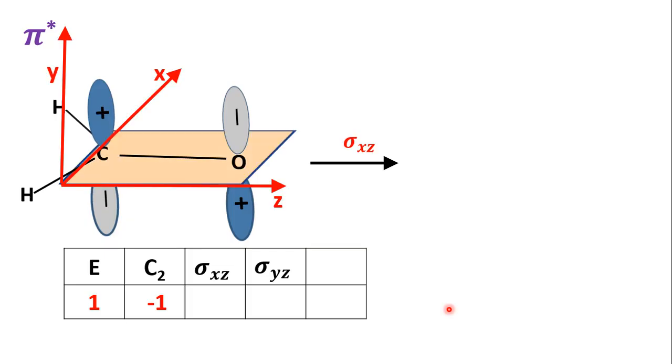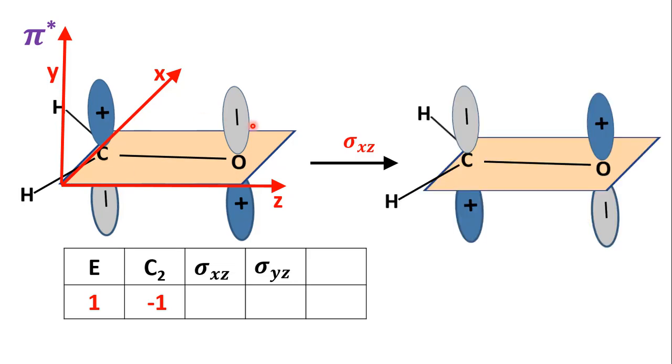Next we get sigma xz. When you apply the sigma xz operation, that is the plane corresponding to the molecular plane, 2 lobes are above the plane, 2 lobes are below the plane. Upon reflection, the top lobes will come to the bottom, the bottom lobes will come to the top, and so the signs will change, and so the number is -1.